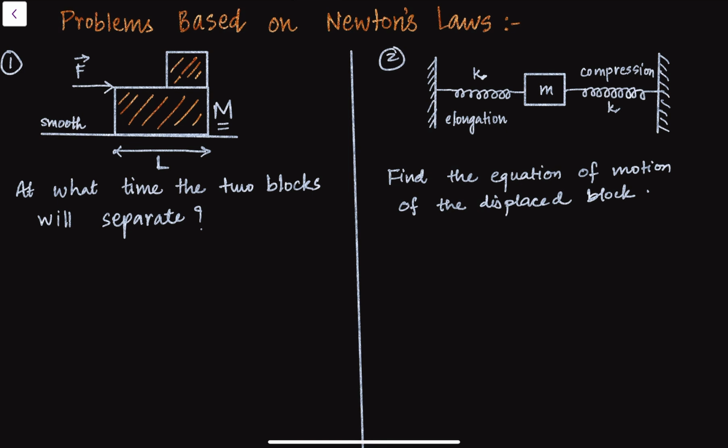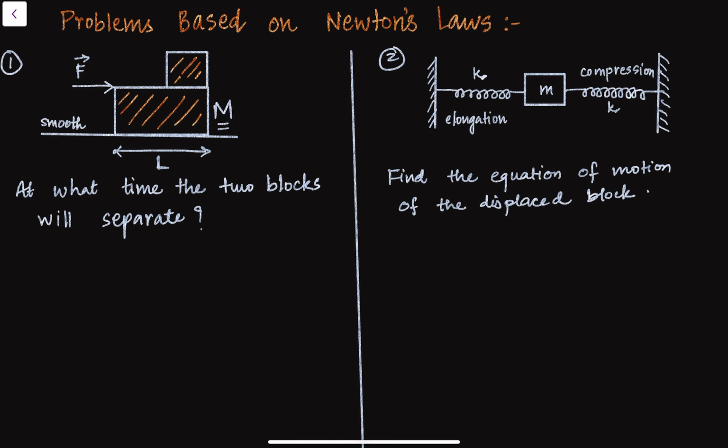So let's carefully observe the figure first. In the figure, we can see there are two blocks. One is bigger and one is smaller. Both are kept on a smooth surface. And the force F is being applied on the surface of the bigger block. Now the question comes, at what time will the two blocks separate?